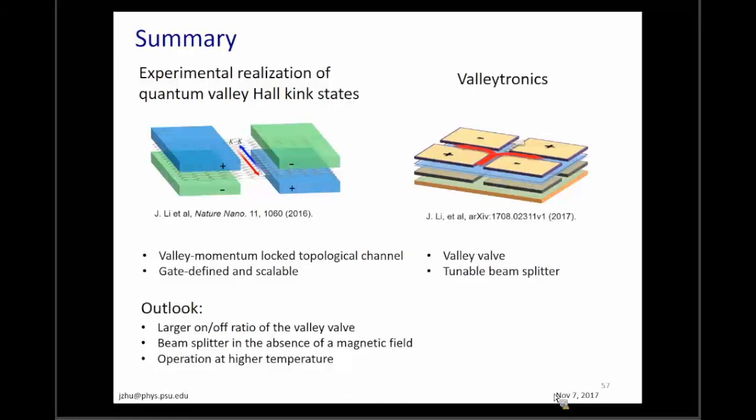Also, we're working on things like splitting without a magnetic field at all. There's mechanisms for doing that. And we always try to think, because all of the experiments I showed you happen at 1.5 Kelvin, can we raise the operation temperature? If we have a larger gap, we can probably do some of that. And we're going to test the limits of how high can we go, what are the performances we're getting. So that's something that will happen in the future.